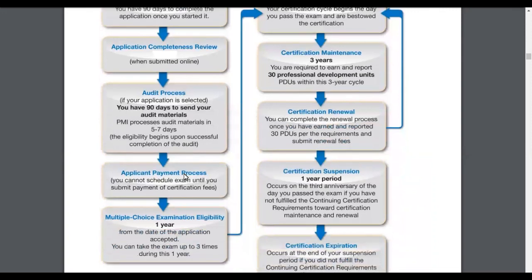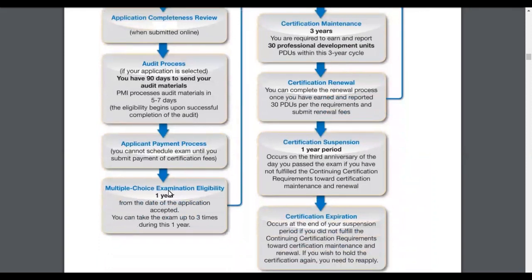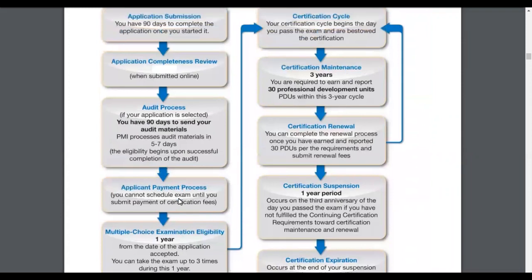The next step after passing the audit, if you're audited, will be to pay for the exam. You cannot schedule the exam except you've paid your fees. And then the next step is the multiple choice examination eligibility. You've got 1 year from the date of your application being accepted to take this multiple choice exam. You can take the exam 3 times within that 1 year. So my advice to you is the moment PMI has accepted your application, pay immediately because your time starts ticking the moment your application is accepted.